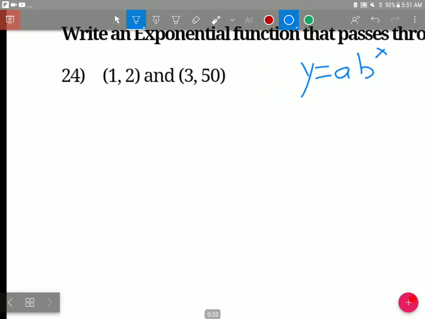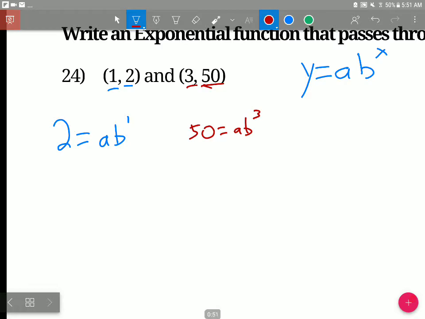Number 24. We'll start there. Plug in the first one. That's y and that's x. So that's 2 equals ab to the 1. I know you don't have to write the 1, but I am, just so we're on the same page. And that's your y and that's your x. So that's 50 equals ab to the third.